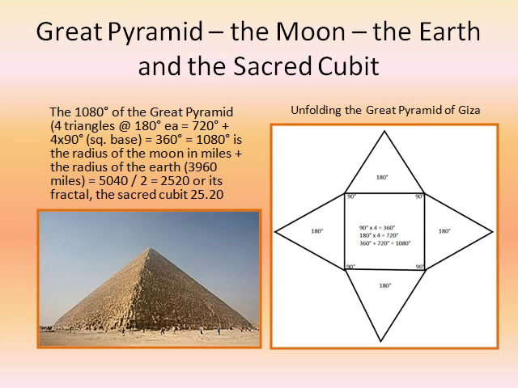moon in miles, and the radius of the Earth at 3,960 miles will equal 5,040 divided by 2 is equal to 2520, or its fractal, the sacred cubit of 2520.